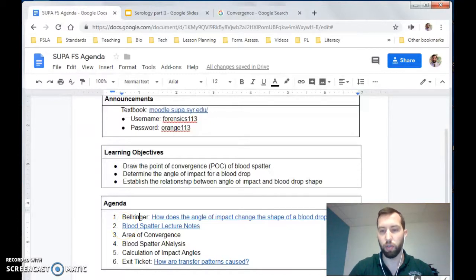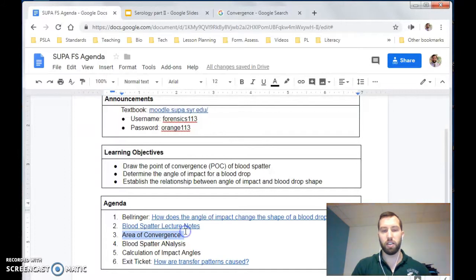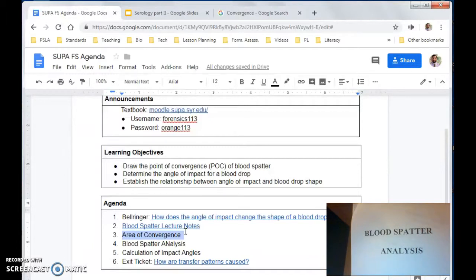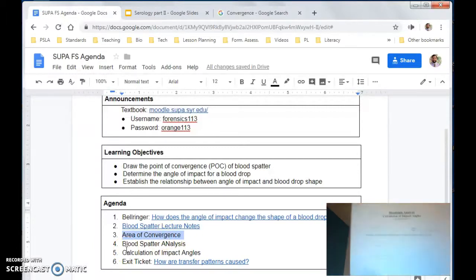So on the agenda, you've got your blood spatter lecture notes. I'll be talking through a few of those. And then we've got three activities. The first one is area of convergence. Okay, you can see that here, and that's right here on the agenda. The second one is blood spatter analysis. Okay, and that's this packet here. And then the third one is calculation of impact angles.